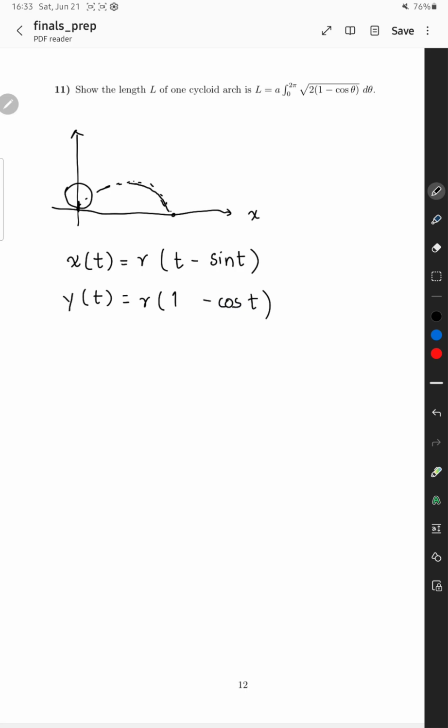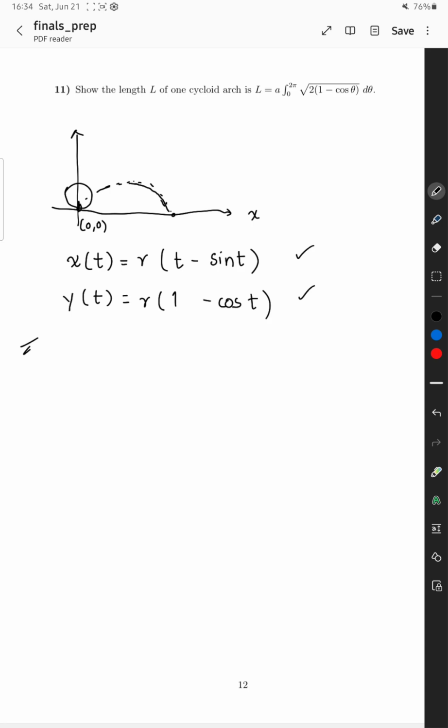So you can see that when the parameter t is 0, both x and y are 0, so this starts from the 0, 0 position in the xy coordinates. These equations can be simply proved by geometric arguments that I'll leave to you. Now, given these two parametric equations of the cycloid curve, we have to find the length.